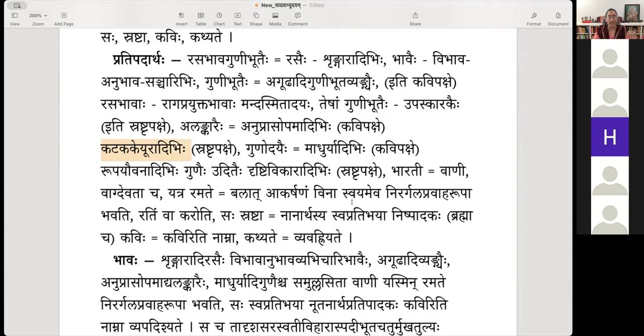So these alankaras, kataka keyuradibihi, then rupa yavvanadibihi gunaihi uditaihi drishtivikaradibihi, you have these guna udaya. What is gunas? The form. A person in his youth, or a person who is a child, may be more attractive than a person who is old. You would rather spend time with a young person because you want to feel young in your mind also. So that rupam, yavanam, all these will give rise to certain actions which will make it easier for you to go and talk to them.